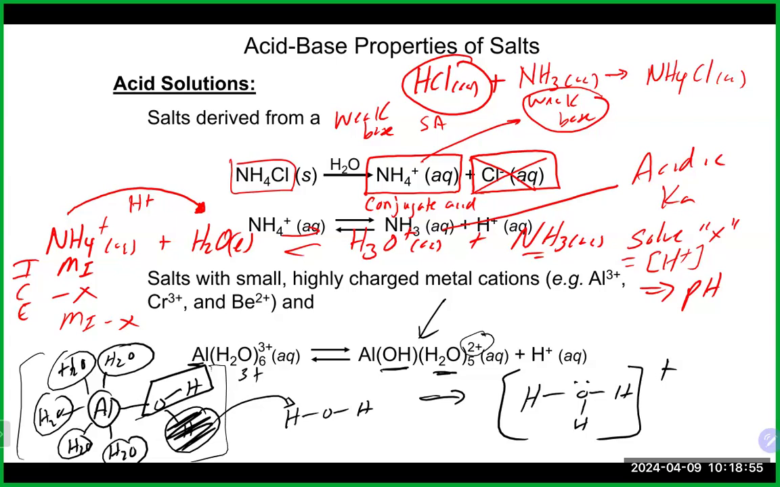And they're able to donate a pair of electrons to the aluminum, which is electron deficient because it has a positive charge, right? That's how you become positively charged. You lose electrons. So you have fewer electrons than you started with. So it's able to accept some of those electrons. Any questions on that?